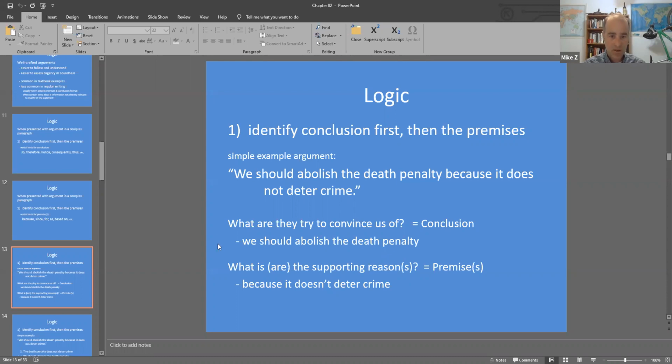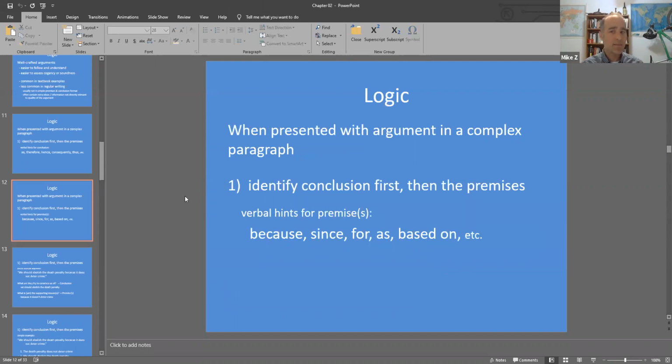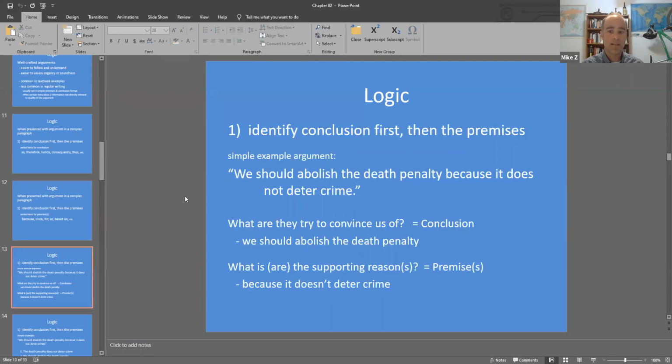And so what are the supporting reasons? Well, we've got a because here, and as we said before, having a because gives us a hint that we're dealing with a supporting premise. And in fact, that's what it does here, right? Why should we abolish the death penalty? Because it does not deter crime.